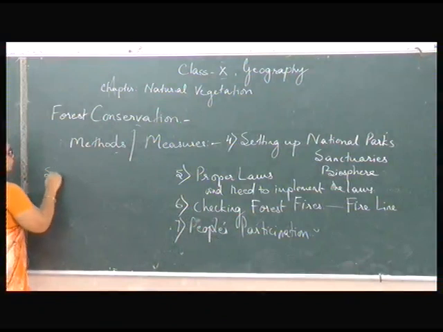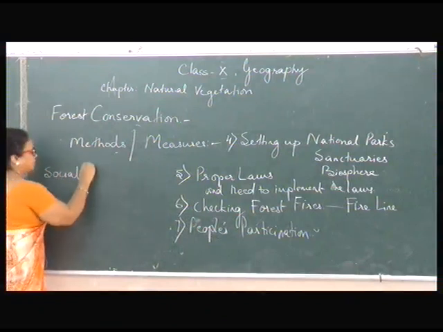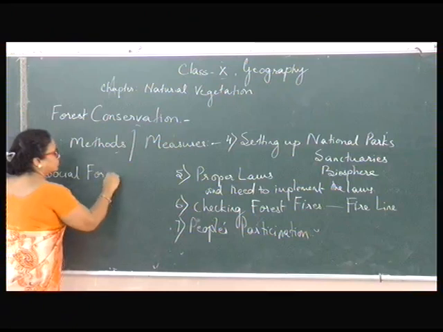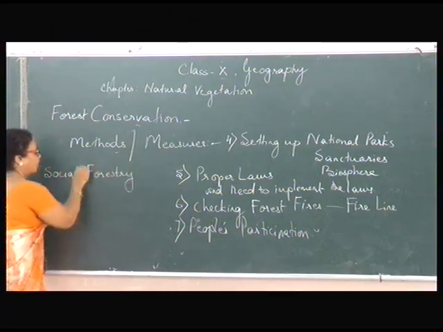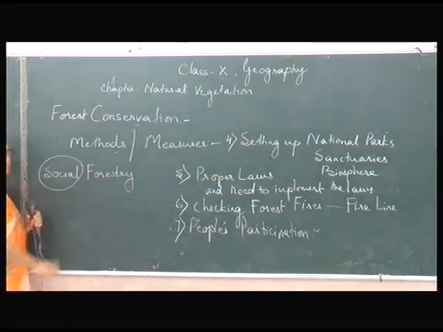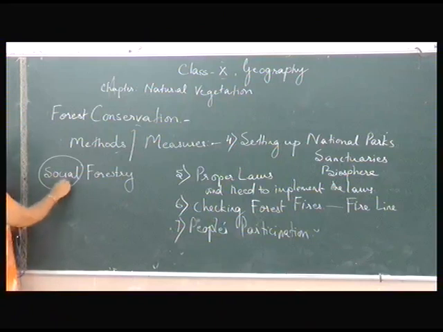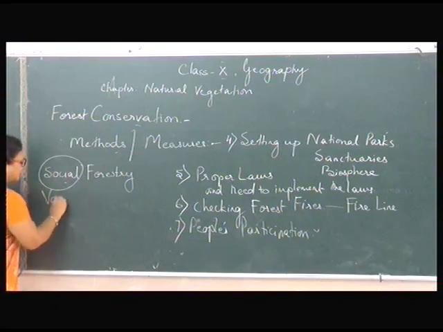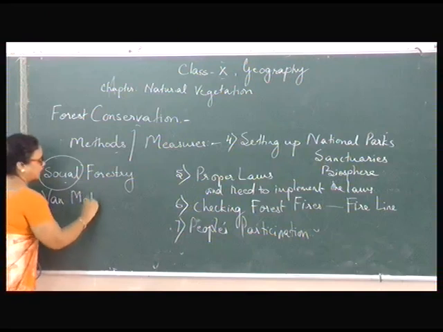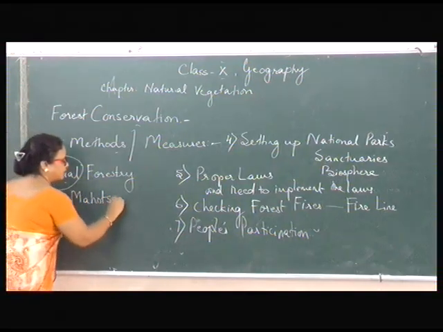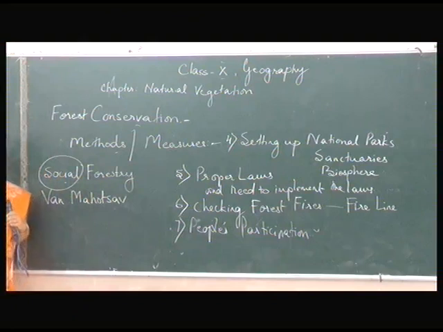One is social forestry. Social forestry. All kinds of people in the society. It can be a student, a doctor, a housewife, professor, whatever. Everyone is involved in planting trees. And for this, the government has started a festival, Van Mahotsav, in Hindi we call it. Festival of planting trees. Clear?